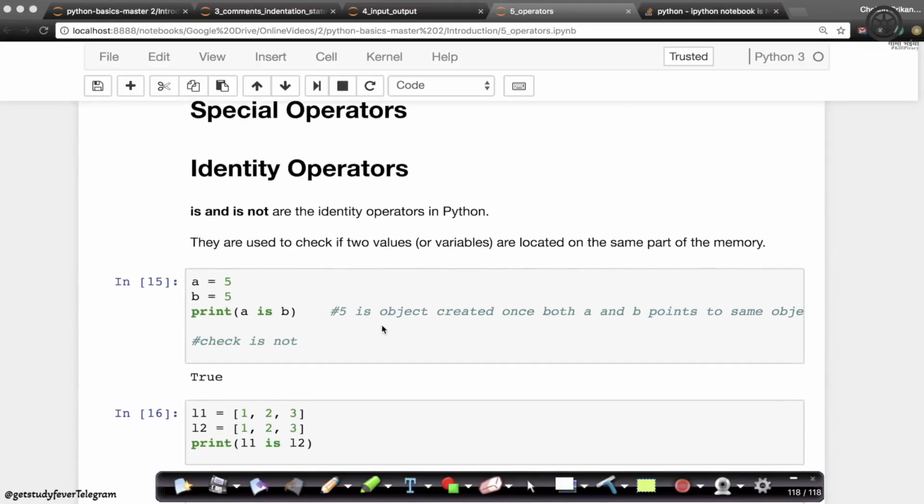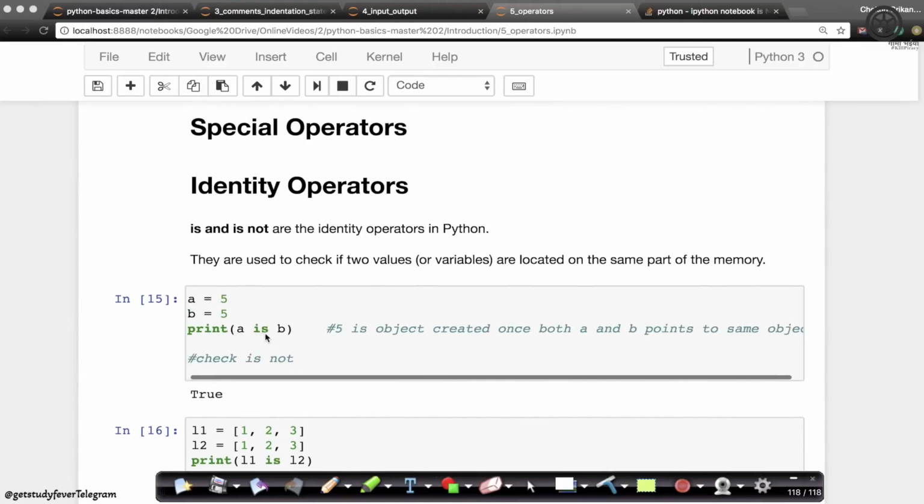Now here comes an interesting thing called identity operators in Python. There are two such operators. One of them is called is and the other is called is not. Let's say I assign a value of 5 to A. Similarly, I assign a value of 5 to B. Now if I say print A is B, surprisingly you'll get true.